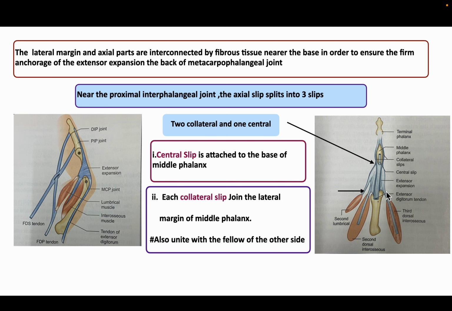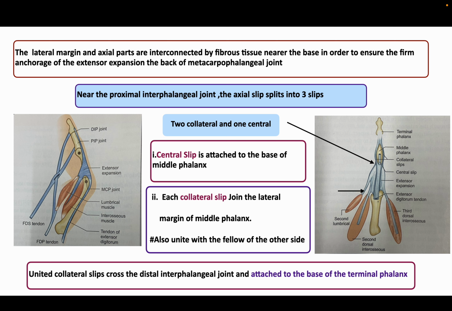So if we see the crux, this dorsal digital expansion is a triangular structure with thick lateral margin and central axial portion. This axial portion is receiving the extensor tendons, and this lateral margin is receiving the single lumbrical. So at the level of this proximal interphalangeal joint, this axial slip, which is running in the center, is splitting into two, that is two collateral and one central. So central is ending into middle phalanx and two collateral fuse to form a single one and go to the terminal phalanx. So united collateral slip crosses the distal interphalangeal joint and attaches to the base of terminal phalanx, that I told you.